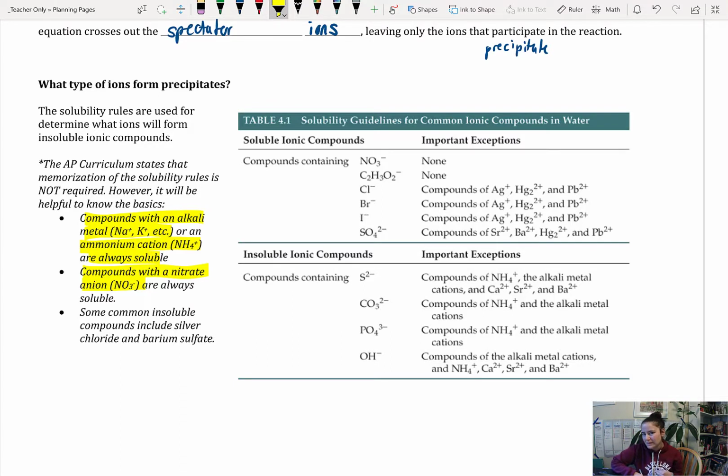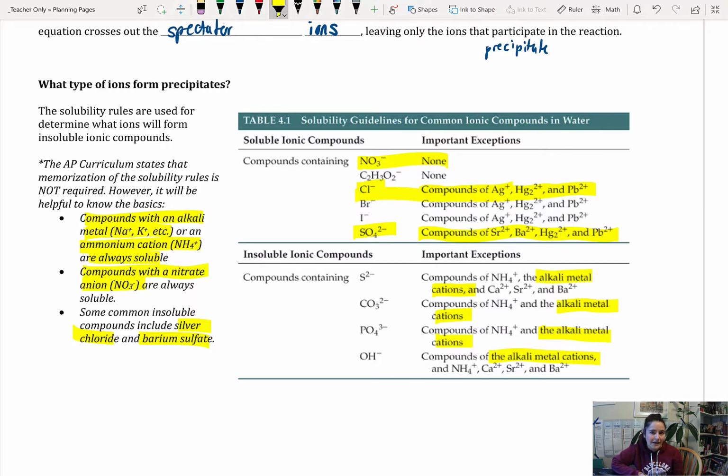Now, some really common insoluble ones that you're going to see over and over are silver chloride and barium sulfate, okay? And you can see those exceptions here, okay? So here, chloride ions are always soluble, except when they're with silver, mercury, or lead, okay? Nitrate ions have no exceptions, okay? And then you'll notice for our insoluble compounds, all of the exceptions include the alkali metal cations. So we know that those are always soluble, okay? But carbonates in general are insoluble. Same with phosphates, okay? Sulfates are generally soluble except for when they have strontium, barium, mercury, or lead, okay?